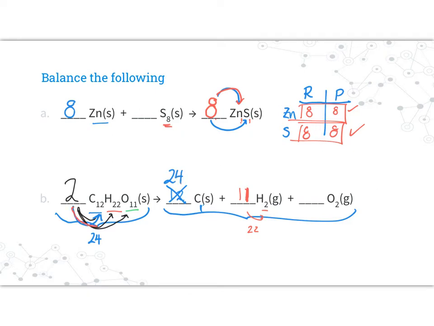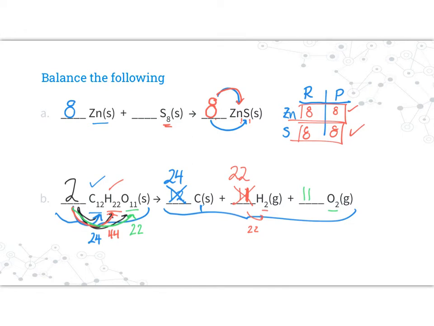Now we're going to look at hydrogen. 22 times 2 is 44. To get 44 hydrogens when they come in pairs, I need 22 hydrogen molecules. That balances my hydrogen, and we've taken care of carbon. Last but not least, oxygen. There are 22 oxygen atoms in my reactants. To get 22 oxygen atoms in my products, I need 11 oxygen molecules.